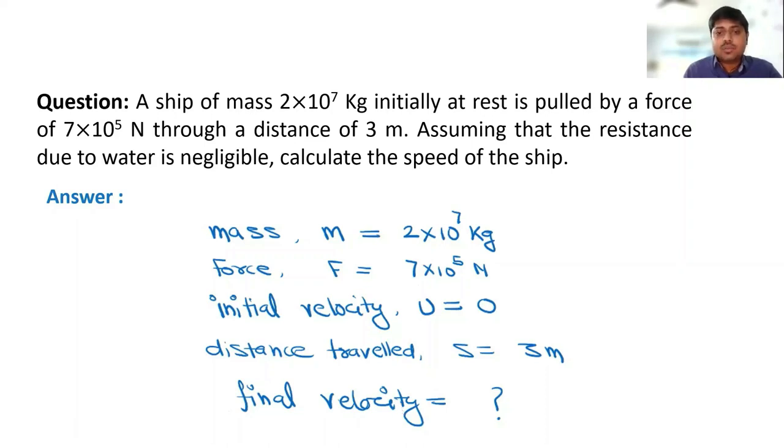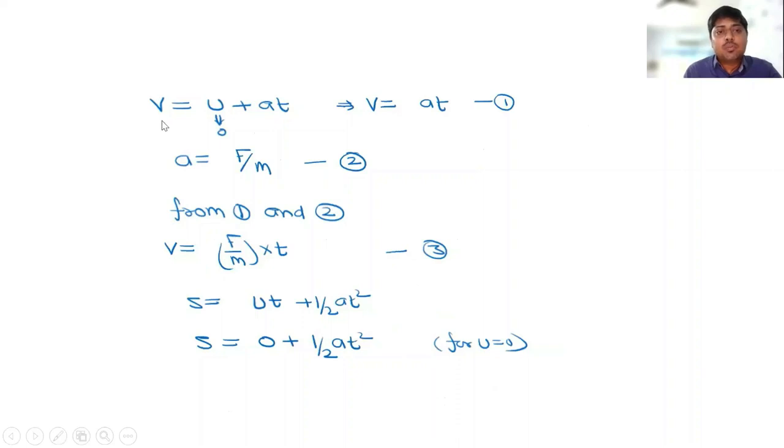For calculating the final velocity, we can use this formula, which is v is equal to u plus at. u is the initial velocity, a is the acceleration, and t is the time taken. We know that initial velocity u is 0, so we can write v is equal to at. Here, the value of acceleration is not provided. The value of time is also not provided. So we have to rewrite these parameters in terms of the values that are provided in the problem.